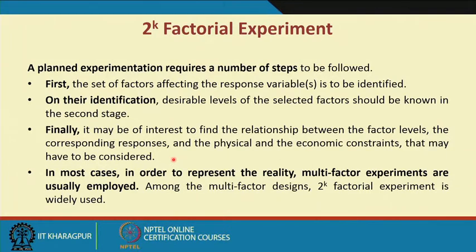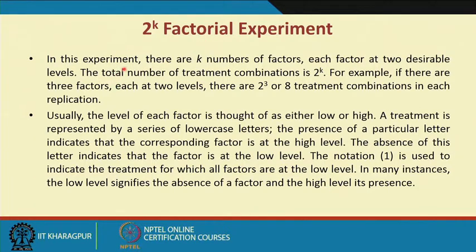In most cases, in order to represent reality, multi-factor experiments are usually employed. Among the multi-factor designs, the 2 to the power k factorial experiment is widely used. That means here, as such, we are not restricting the number of factors, but in the 2 to the power k factorial experiment, we are restricting the number of levels. In this experiment, there are k factors, each at 2 desirable levels. The total number of treatment combinations is 2 to the power k. For example, if there are 3 factors, each at 2 levels, there are 2 to the power 3, or 8, treatment combinations in each replication. I think it is clear.